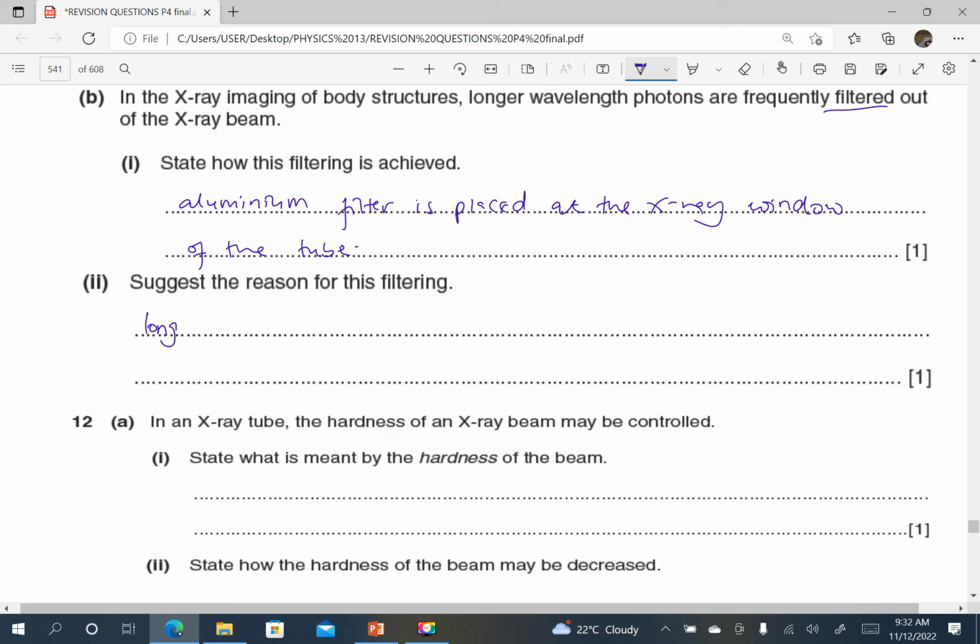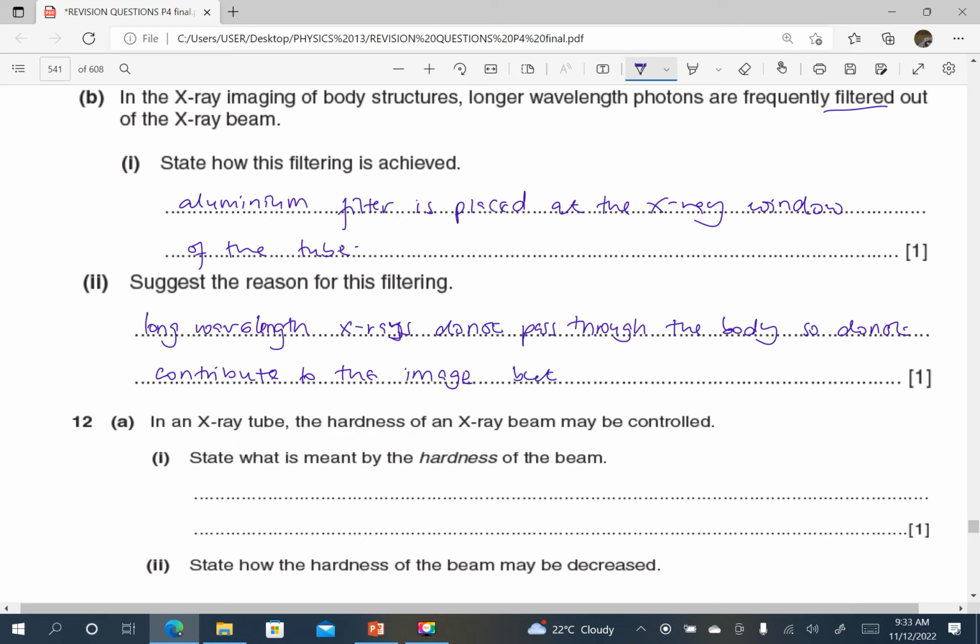So the long wavelength X-rays do not pass through the body, so they do not contribute to the image, but rather increase the dose.